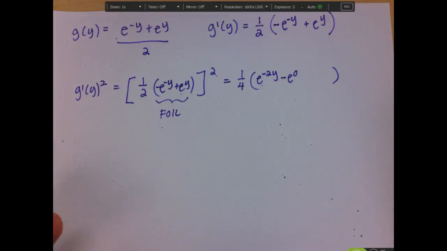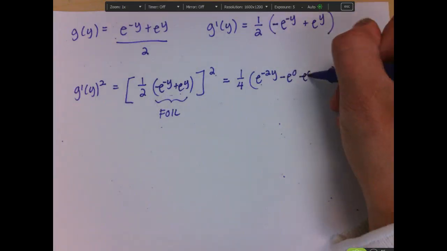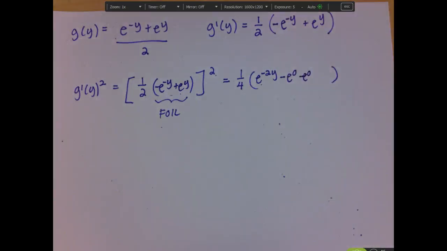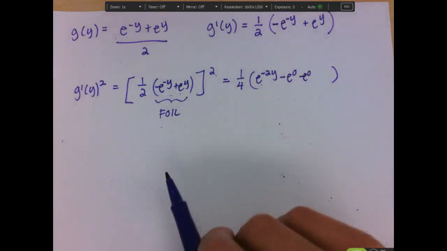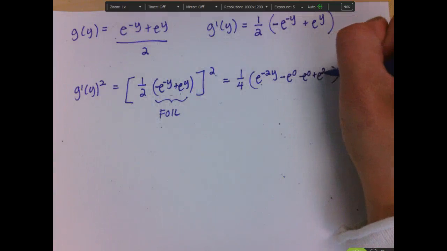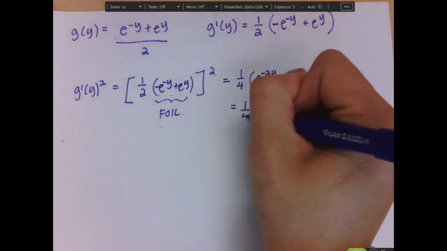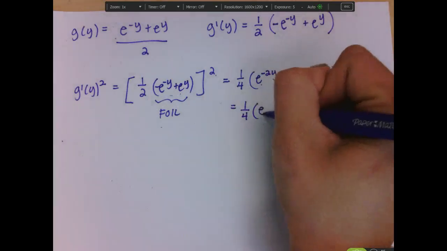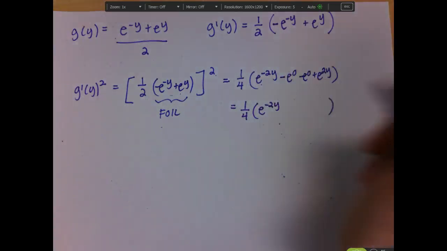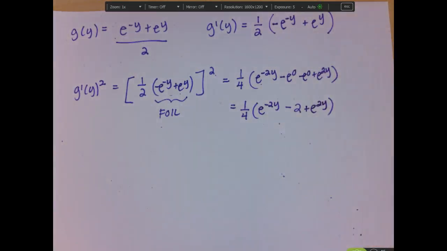Now FOILing, I did first, I did outer. If I do inner, I'm going to get that exact same thing. My two inner terms are going to be the same, my outer and inner terms, I should say. And then if I square the last piece, that'll give me e to the 2y. Cleaning this up, I've got 1/4 times e to the negative 2y minus 2, because remember this is 1 and this is 1, plus e to the 2y.